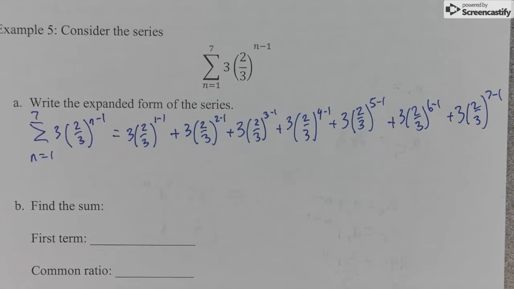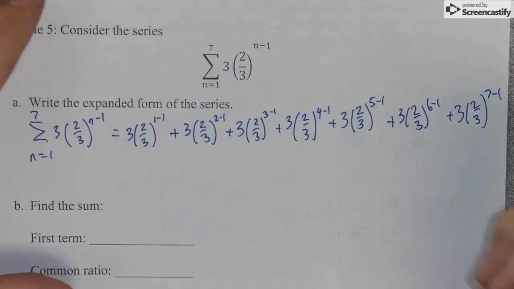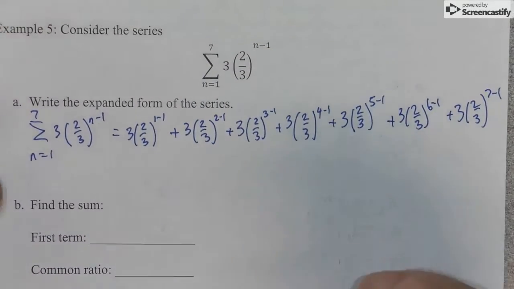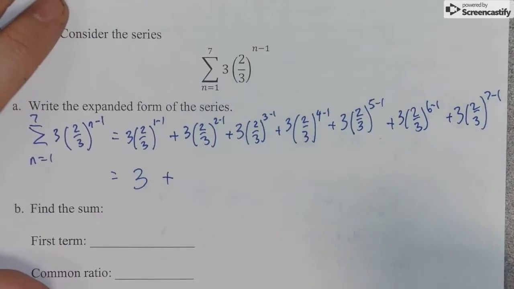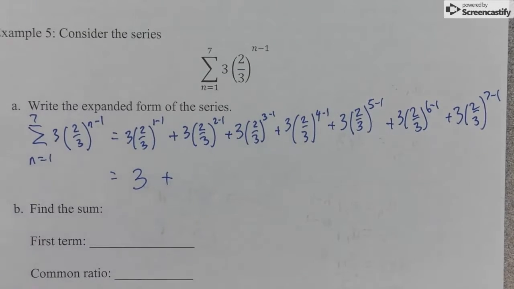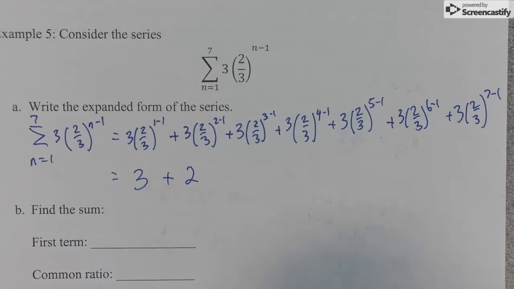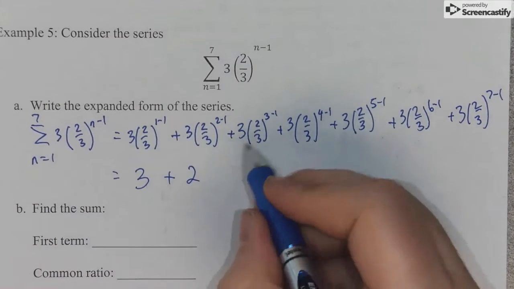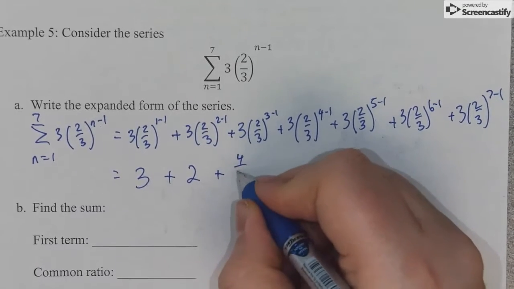And if you were to actually work these out, this would be 3 times 2/3 to the 0, which would just be 3. If we were to simplify this one, this would be 3 times 2/3 to the first power, which would just be 2. This next one would be 3 times 2/3 to the second power, which would give you 4/3.